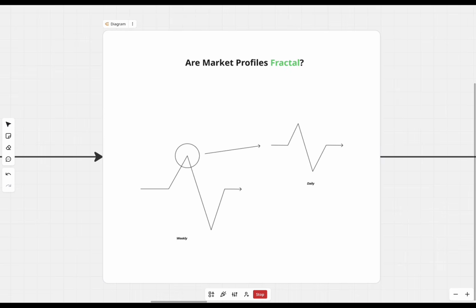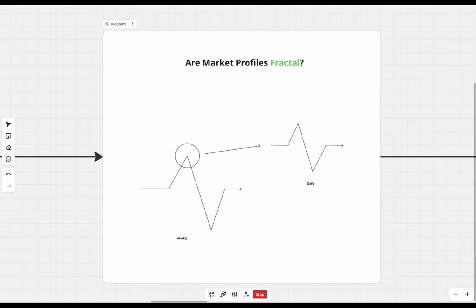The beauty about market profiles is that they are fractal. The same logic repeats on every scale: weekly, daily, and even intraday. Each cycle is just a smaller version of the same story. Recognizing where you are in that story, both on the higher time frame and on the lower time frames, is what turns bias into true context.